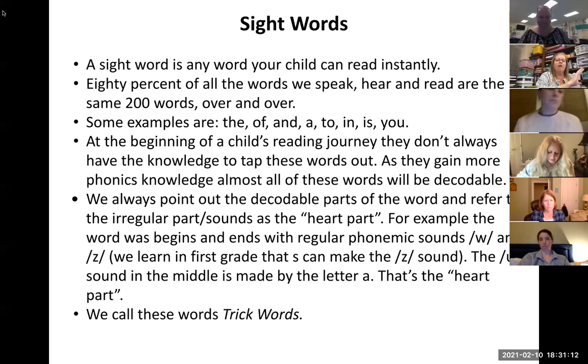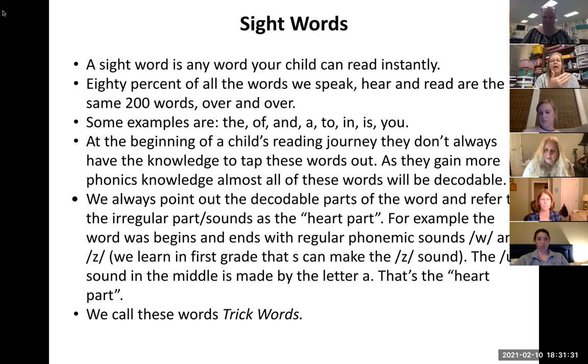So we've really talked about phonological awareness and phonics. Then we talked about vocabulary. So now we're on to sight words. A sight word is any word that your child can read instantly. And we see that 80% of all the words that we speak, hear, and read are about the same 200 words over and over. Some of these examples are the, of, and, to, in, is, you.